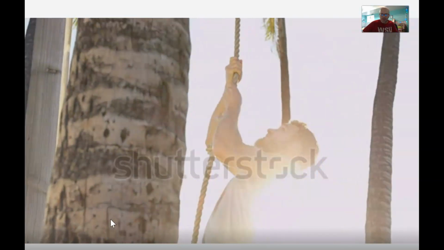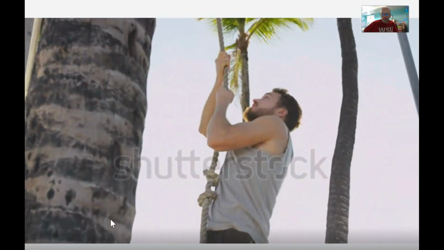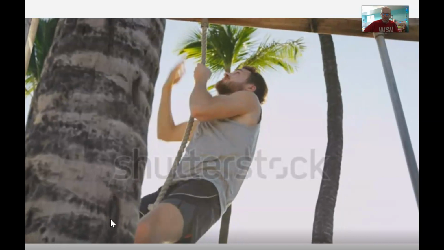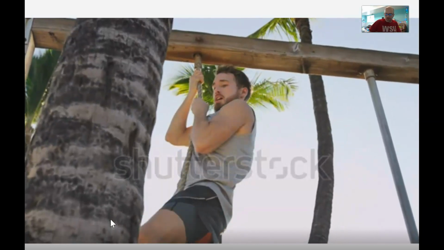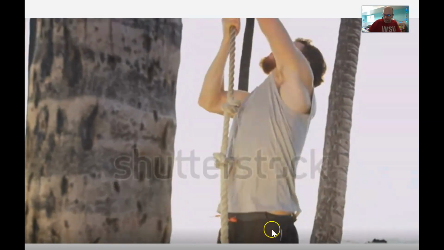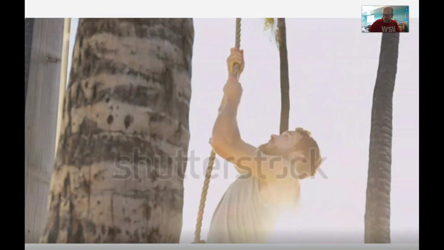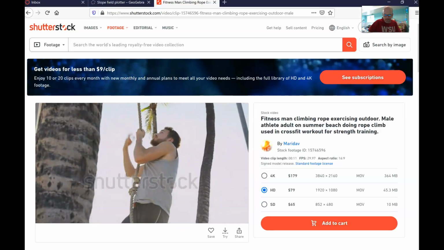You can see that in this case he's just slowly climbing up the rope. This wasn't really necessary, but I thought you might enjoy a little break from the math. Okay, now let's go back to what we were talking about.